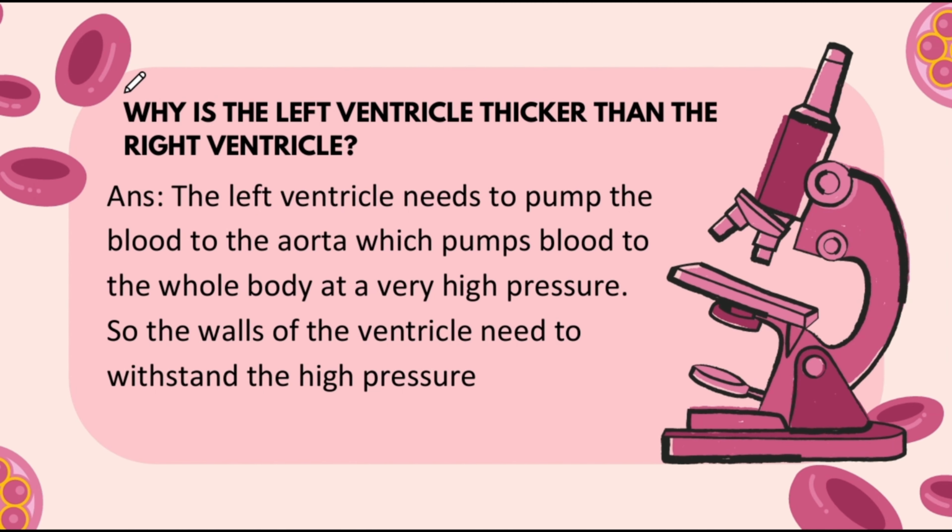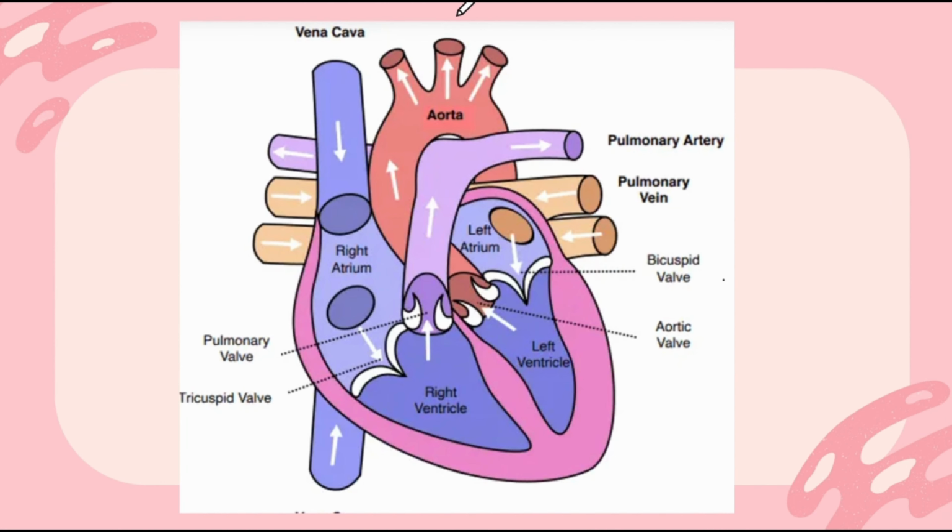Okay, so this is one of the questions that is repeated almost every year. Why is the left ventricle thicker than the right ventricle? You can see in this diagram that the left ventricle is thicker because it has to pump blood to the aorta, and the aorta pumps blood to all parts of the body, which needs a really high amount of pressure.